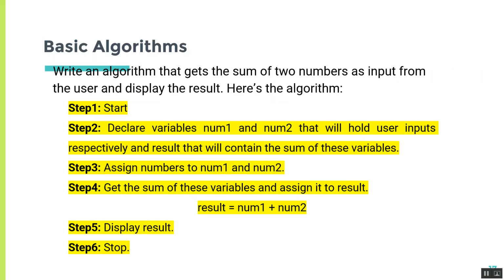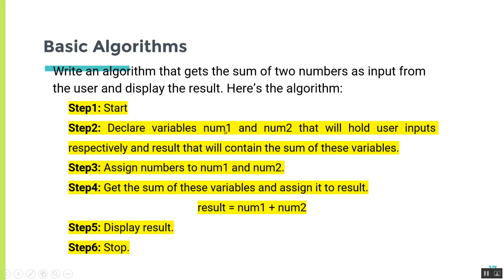Now, how about if I ask you that we should also add other numbers. Instead of just 5 and 10, our algorithm should also be able to get the sum of other values or other numbers. So with that, in order to achieve that kind of solution, we need to use a variable. So to have a formal definition of that problem, here's the problem that you have to solve. Write an algorithm that gets the sum of two numbers as input from the user and display the result.